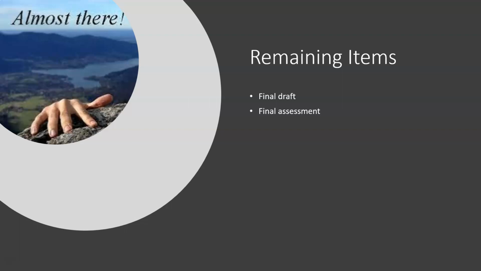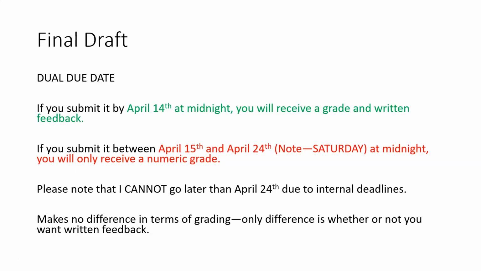So if you've completed your rough draft and you've received that back, you only have 2 remaining items to complete for COM 1160, the final draft and a final assessment. For the final draft, I have decided to come up with what I'm calling a dual due date. This is to allow those people that want to use the extra time, as much extra time as I can give, and then to allow people that are working ahead an earlier due date so that they can submit according to their schedule. Here's how it's going to work.